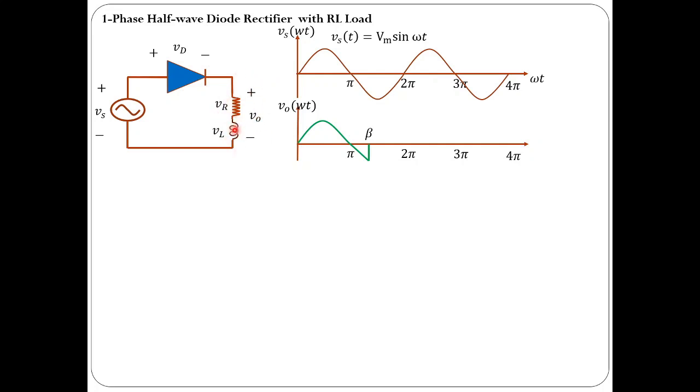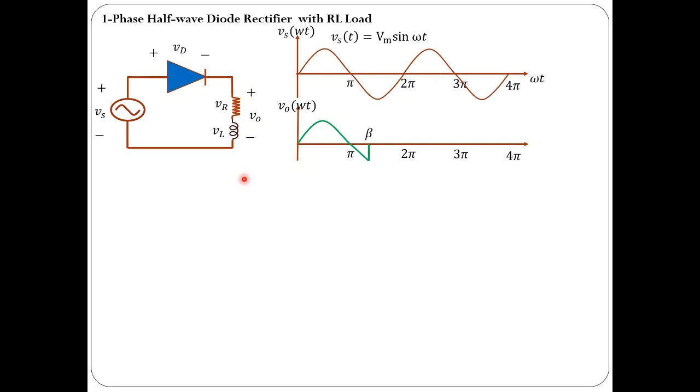If you increase the value of the inductance, then this beta moves towards 2 pi, and if you decrease it, then beta moves towards pi. If the inductance value is 0, the behavior is similar to that of the R load alone, and if the resistance value is 0, the behavior is similar to that of the inductive load alone.